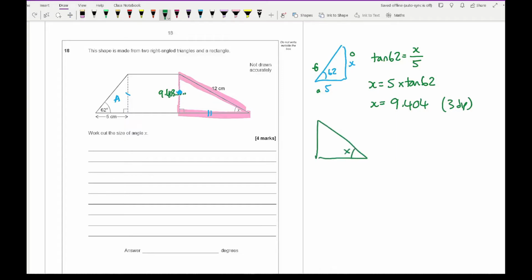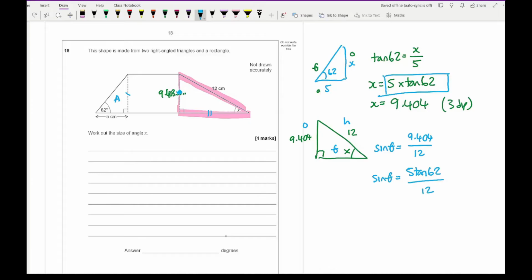So angle X, we've got this as being 9.404, and this length hypotenuse being 12. So then labeling the triangle again, I've got H, I've got O, and I've got theta. So here I've got sine theta equals 9.404 over 12. Now if you really want to be exact, you could use 5 tan 62 over 12 instead, or you could use any of those. But I would say typically most people would go for number 1. But if you want to be really accurate, you can go for number 2.